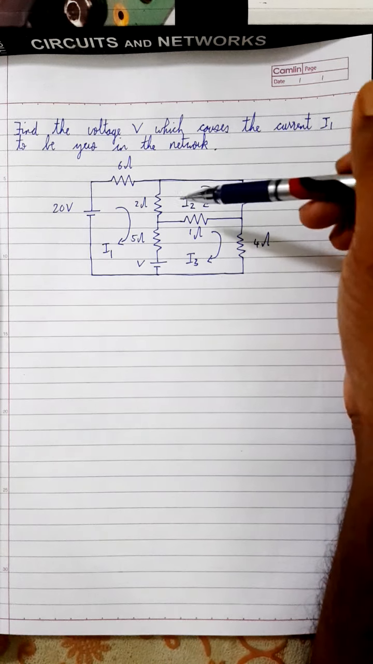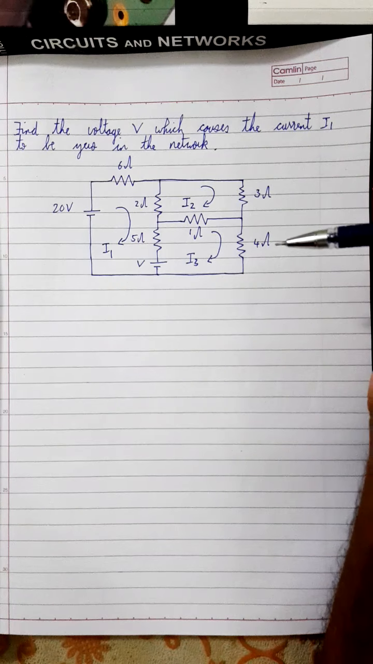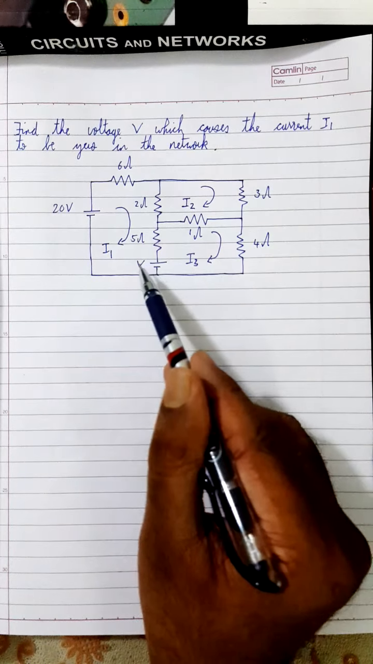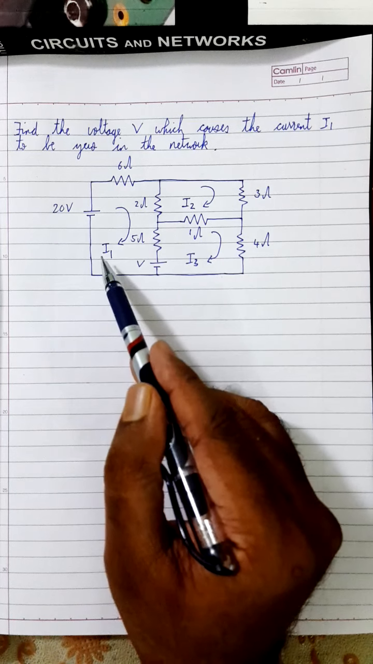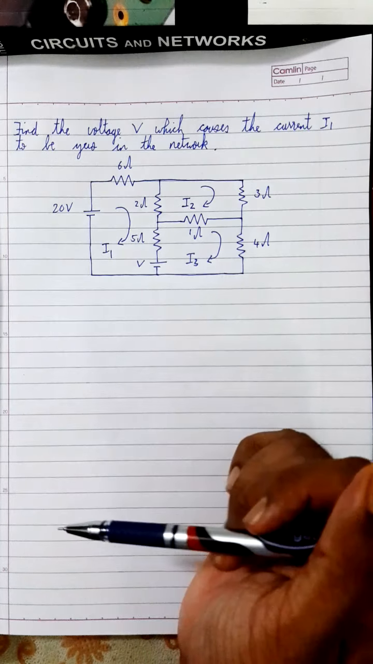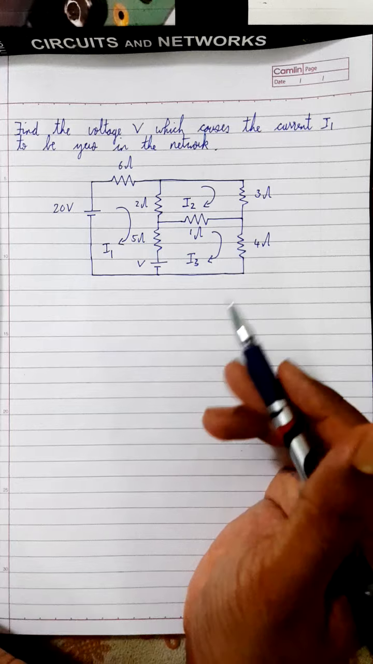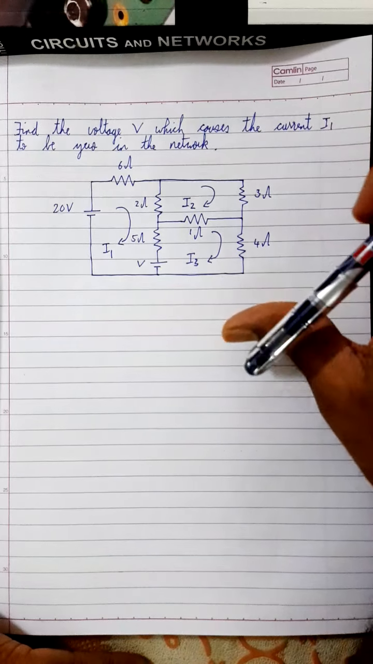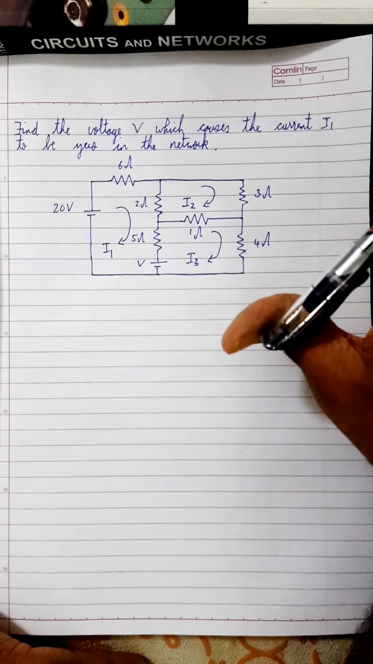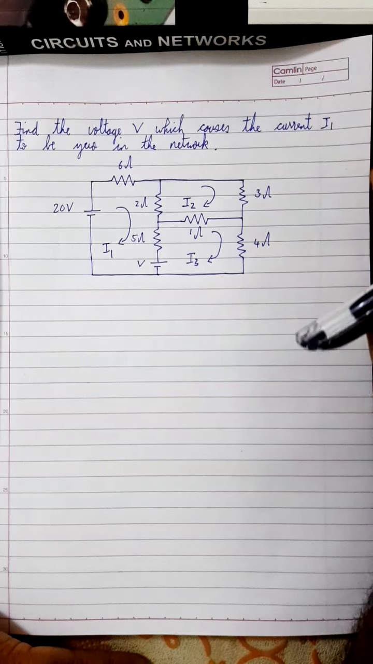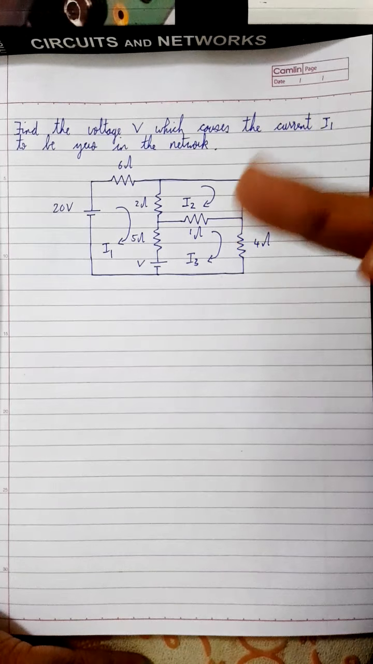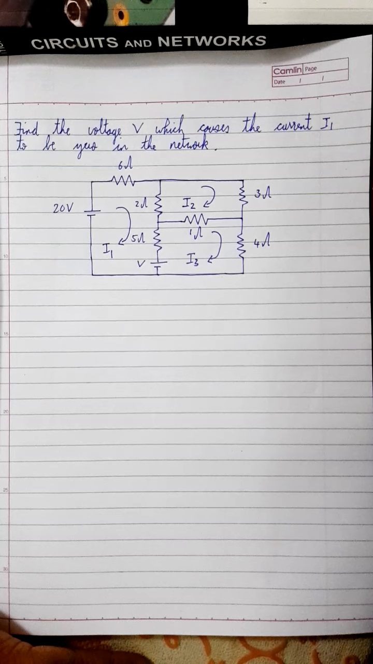So here in the question, I1, I2 and I3 are already marked, right? So they are asking us to find the voltage source V such that this value I1 becomes 0. Okay, so how do we do this? Before that, I want you all to simply pause this video and try to do this problem by yourself. There are different methods of solving this problem, right?